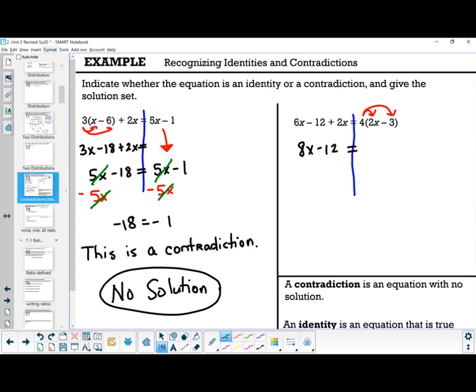So I get 4 times 2x, which is 8x, minus 4 times 3, which is 12. At this point, I can see what is going to happen. Maybe you can too, but if you can't, eventually you will. We're going to continue to try to solve this. I'm going to subtract 8x from each side. That leaves me with negative 12 equals negative 12.